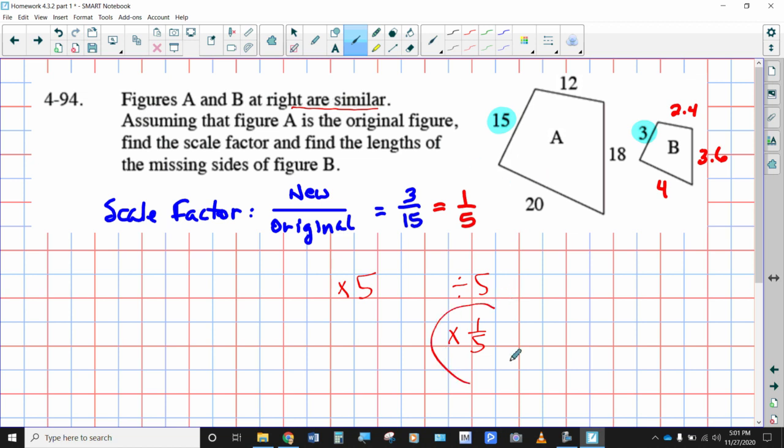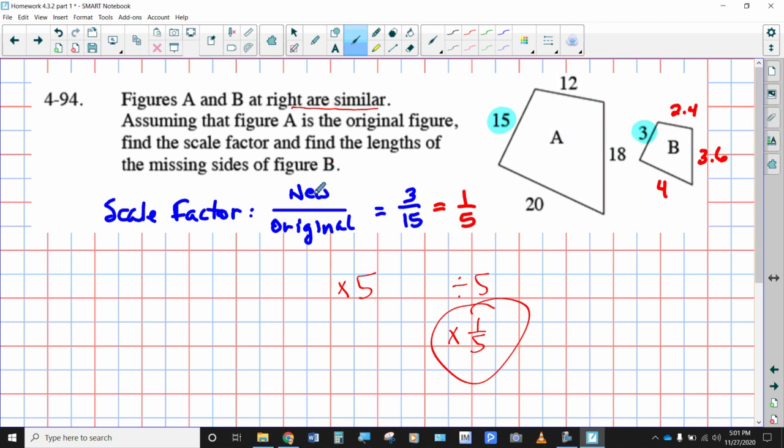Now, if they say that you're going from figure A, with the original figure, to figure B, you would choose the scale factor that makes the number smaller. So when you multiply a number times 5, it gets bigger. When you multiply a number times 1/5, it gets smaller. And so that would be the appropriate scale factor to use in that situation.